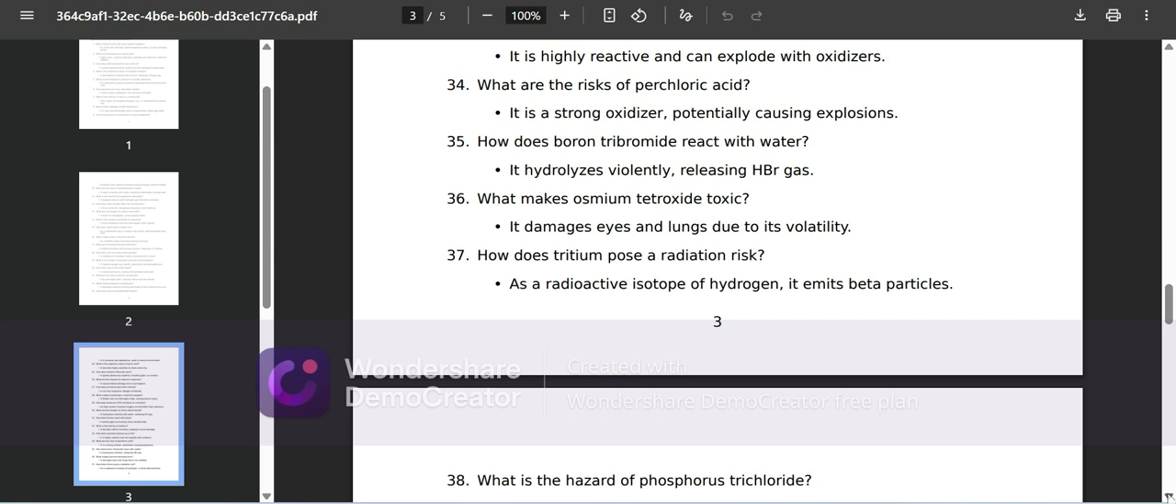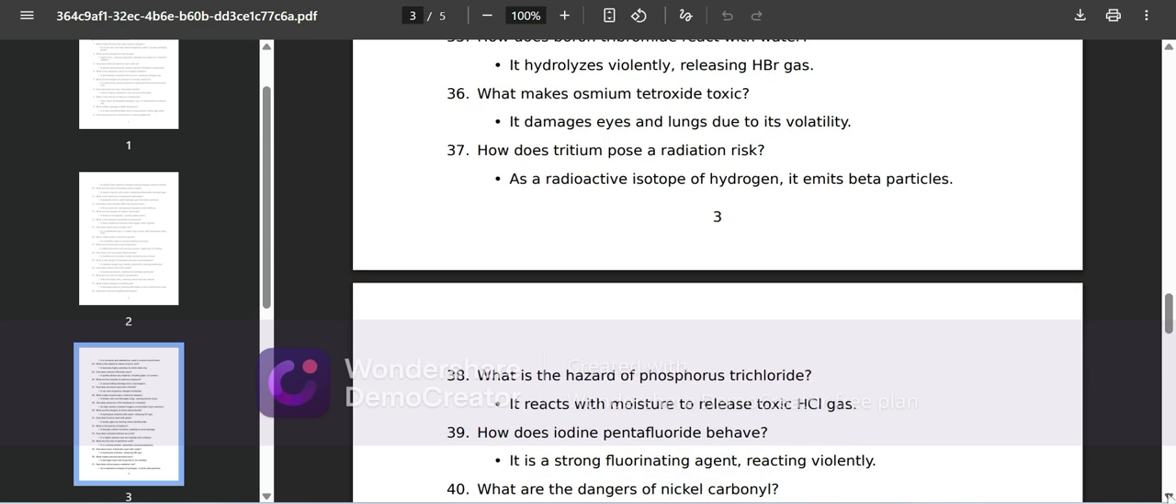What makes osmium tetroxide toxic? It damages eyes and lungs due to its volatility.